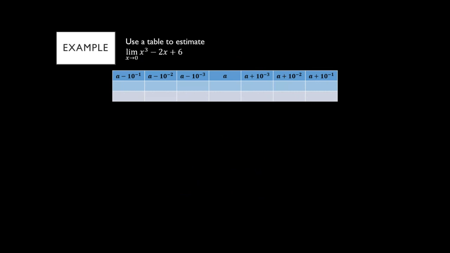Here's another one. I'll use a table to estimate the limit as x goes to 0 of x cubed minus 2x plus 6. In this case, it's not a rational function, it's a polynomial, but we can still use a table to estimate what the limit would be. Our value for a is 0. We're approaching 0. So then this is 0.001, 0.01, 0.1. And the nice thing about it being at 0 is it's just a mirror image.